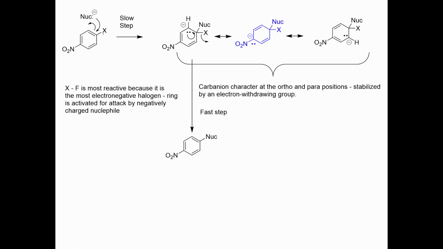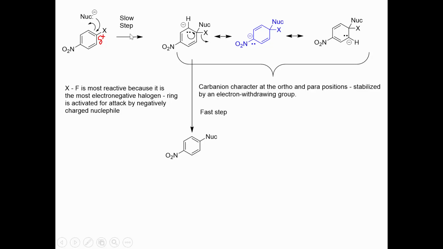Okay, so when we look at how much partial positive charge character we have at this carbon, that's highest for fluorine. Okay, and that's why fluorine ends up being the most reactive. All right, this fast step, loss of fluorine is not quite as favorable because it's not as good a leaving group, and the bond to carbon is much stronger, but this is occurring in the fast step, so it's not part of the rate equation. So fluorine helps out in the slow step. It hurts the fast step, but that doesn't matter because this is the rate determining step right here.